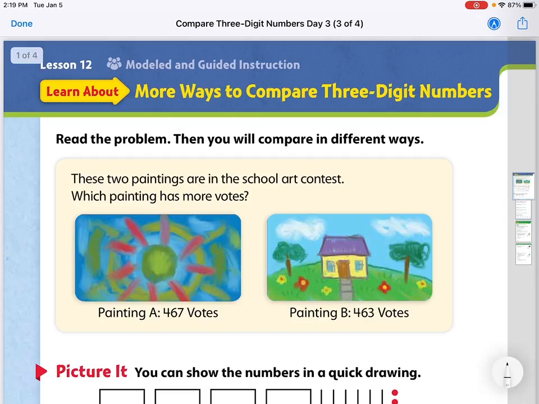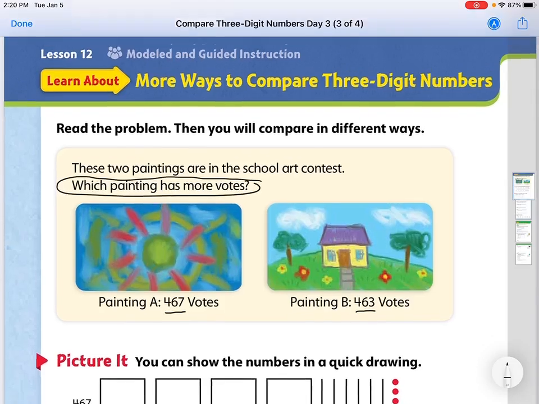So we have painting A, which is showing us that it got 467 votes, and painting B, which got 463 votes. Okay, and then the question on our little story says, which painting has more votes? So it wants the highest number.